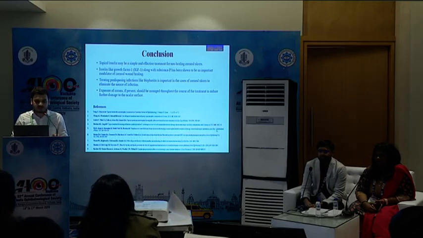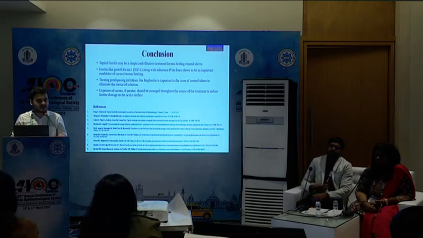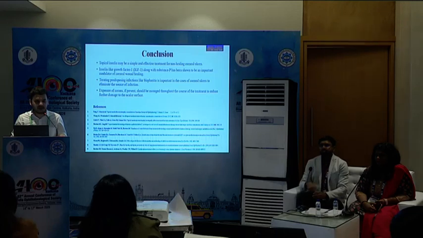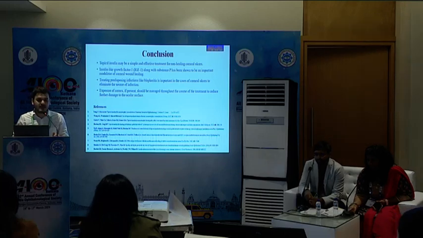Insulin-like growth factor 1 with substance P has been shown to be an important modulator of corneal wound healing. Treating predisposing conditions like blepharitis is very important, and exposure of the cornea, such as in lagophthalmos, should be managed properly, because as long as the cornea is exposed, we won't be able to heal the epithelial defect. These are my references. Thank you so much.